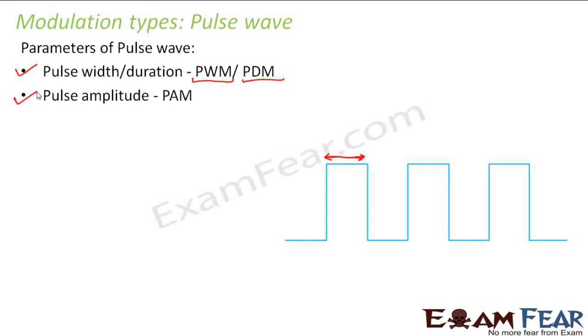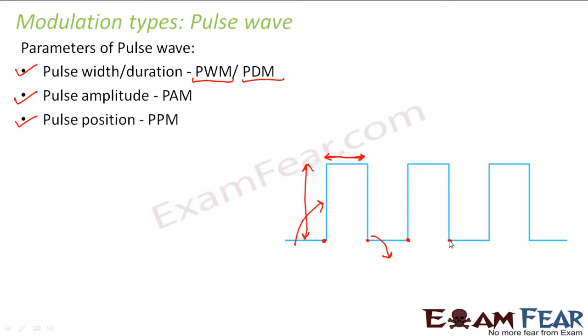The next parameter is a pulse amplitude. So pulse amplitude again is this distance, this is the amplitude. So when there is a change in the amplitude, we call it pulse amplitude modulation. And the third one is a pulse position. For example, this is a rise in pulse, right? So the pulse rise, this is pulse fall. So these positions actually denote the pulse position, where exactly the pulse rises, where exactly the pulse falls. So if there is a change in these positions, it is known as pulse position modulation. So these are the three types of modulation of pulse waves.